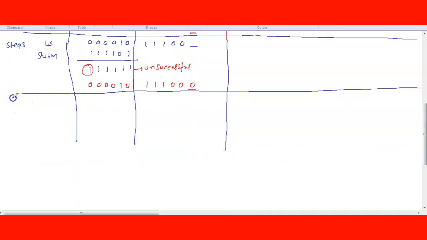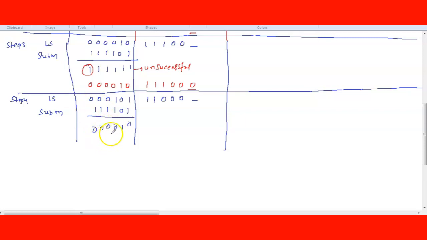Next step 4, left shift. So 0 0 0 1 0 1, and here 1 1 0 0 0, and this bit is empty. Subtract m, which means 1 1 1 1 0 1. If you add it here, this will get 1 1 0 carry 1, 1 1 1 0 carry 1, 1 1 0 carry 1, 1 1 1 0 carry 1.